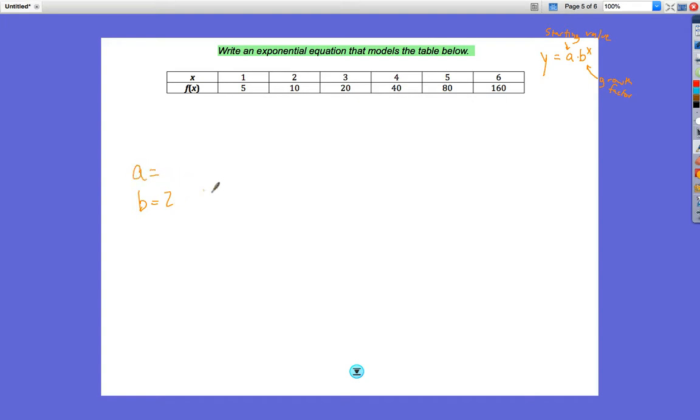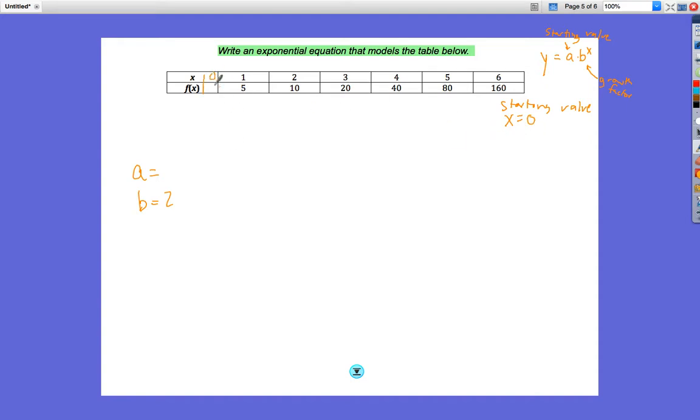Now we need A. It's our starting value. What do we know about A's starting value? Can I just say, oh, starting value is 5? That's the first one they listed. No, I cannot. Why? It's because the starting value happens when x is 0. Starting value is when x is 0. Very important. You can't just take the first one listed. X is 0 is what we need.